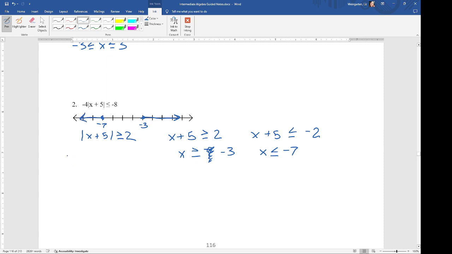Let's write that in interval notation. The smallest number we cannot include is negative infinity. We can go up to a negative 7 and include that negative 7. Do a union, hard bracket on negative 3, all the way up to infinity, soft brackets.